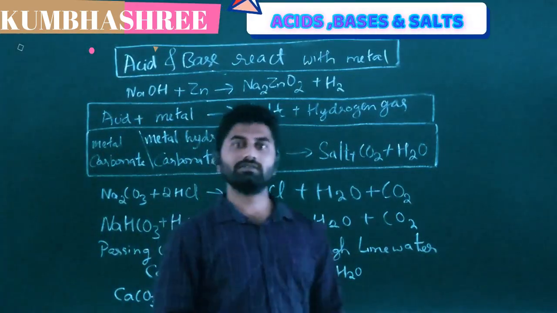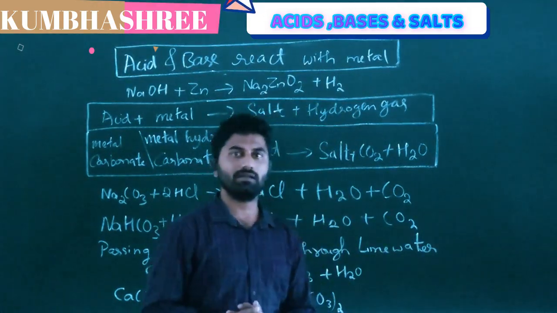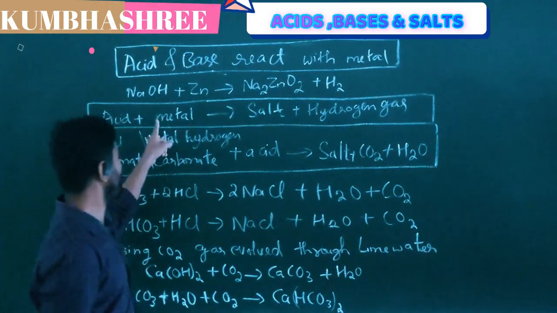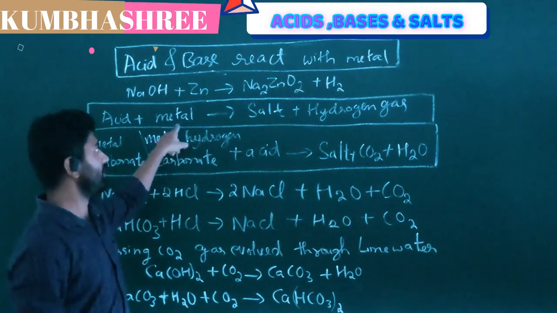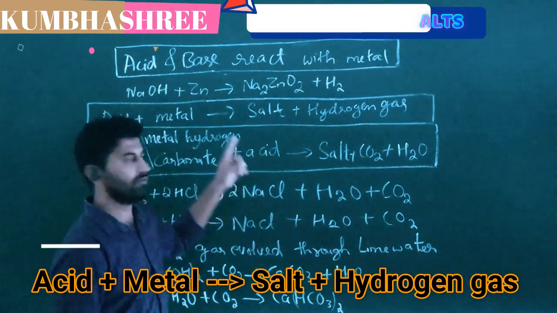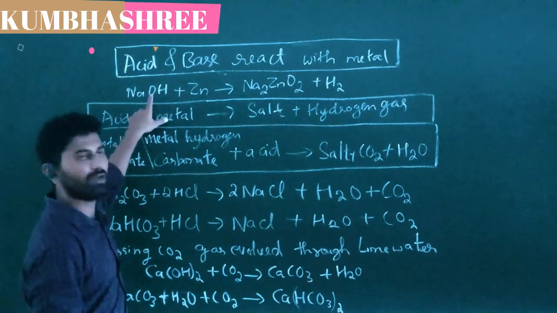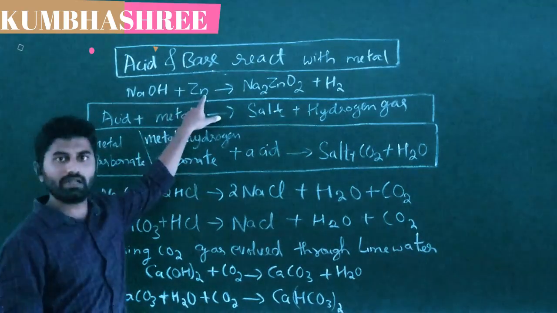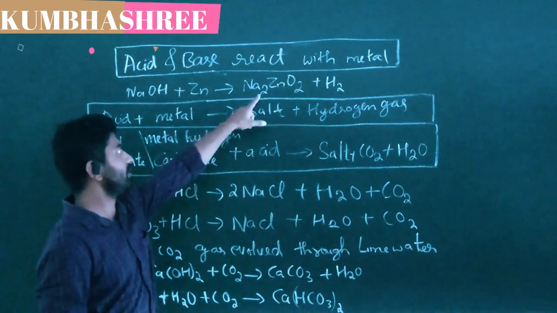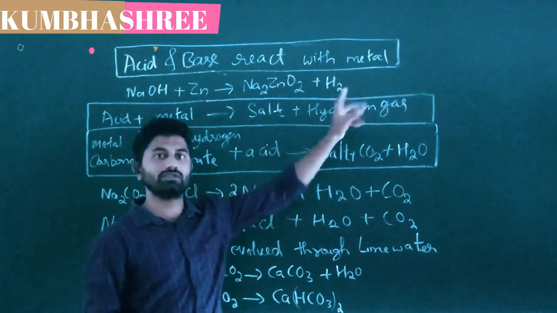Okay, next one is how an acid or base reacts with a metal. When an acid or base reacts with a metal, it gives rise to salt plus hydrogen gas. I have given one example. This is the base, sodium hydroxide, reacting with the metal. The metal is zinc. So we will get sodium zinc oxide plus hydrogen.